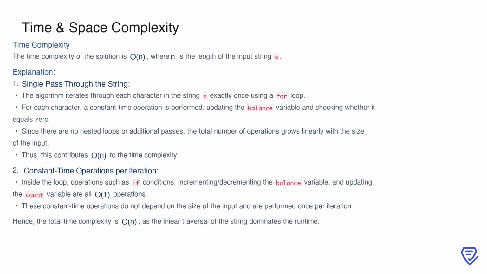Additionally, all operations inside the loop, such as if conditions and variable updates, are constant time operations, meaning they take the same amount of time regardless of the input size. Therefore, the linear traversal dominates, giving us an overall time complexity of O(n).